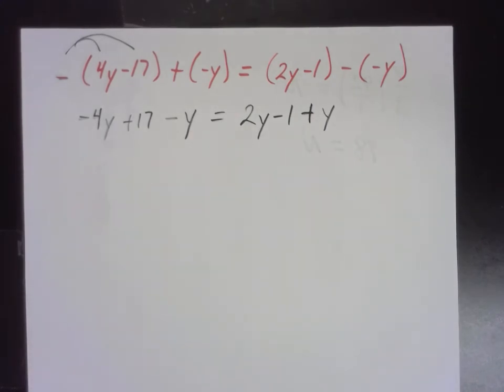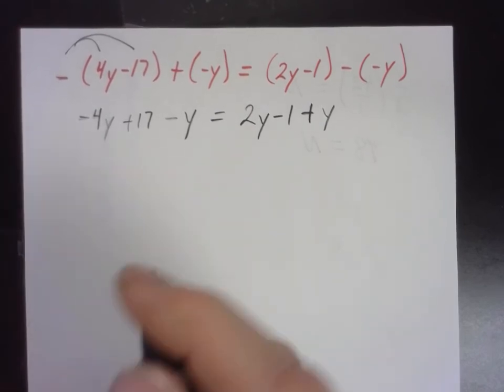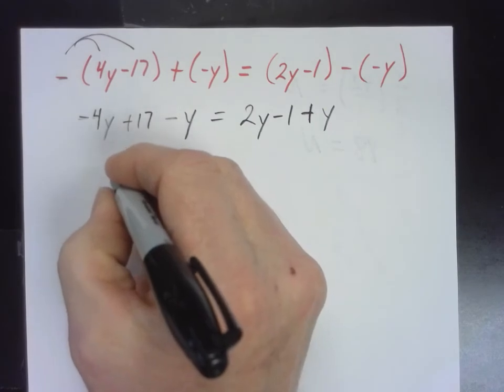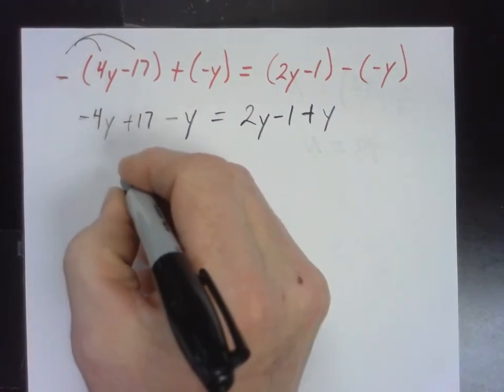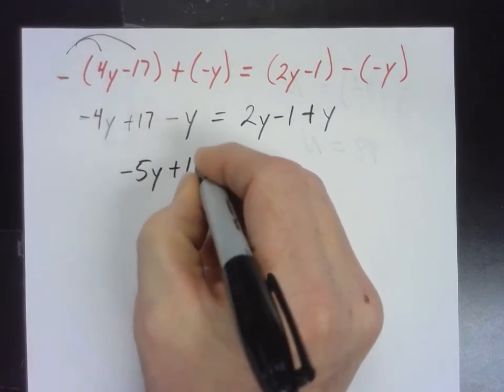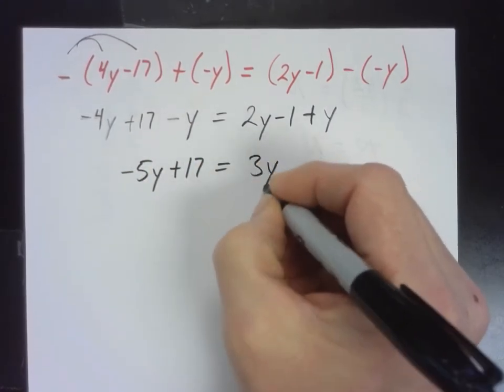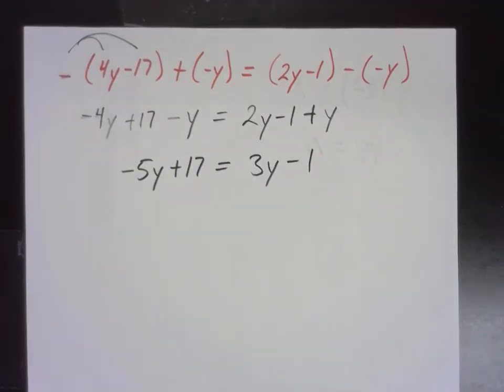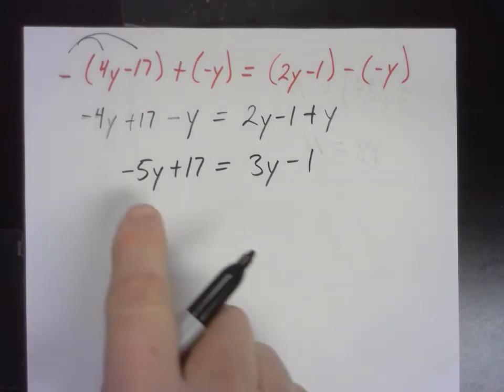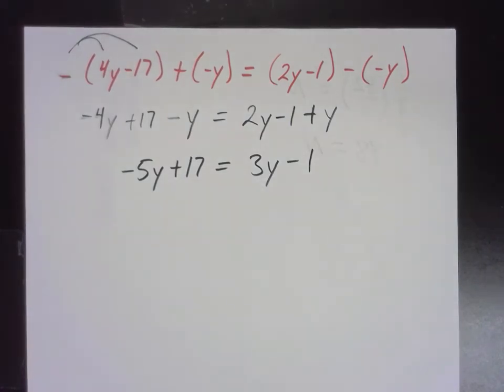Now what can we do? Combine like terms. Do it. I think most of you have done it already, haven't you? Kylie, what'd you get? Negative 5y plus 17 equals 3y minus 9. Mason, what do you want to do now? Do you want to get rid of a variable or get rid of a constant? Which one? The negative 5y.